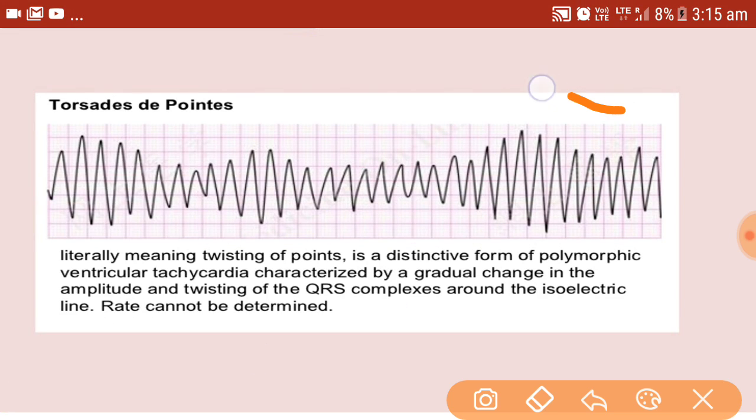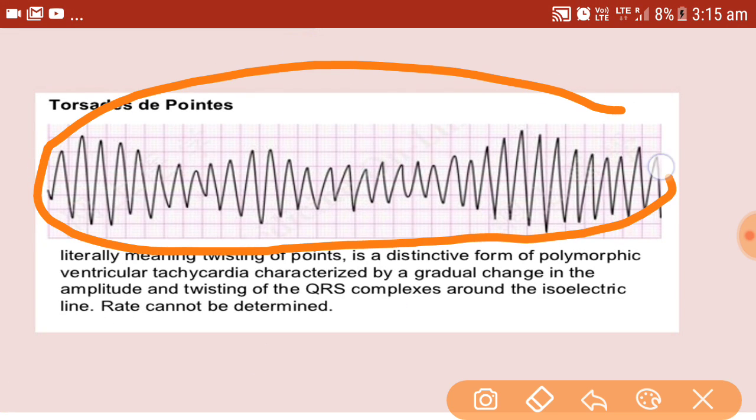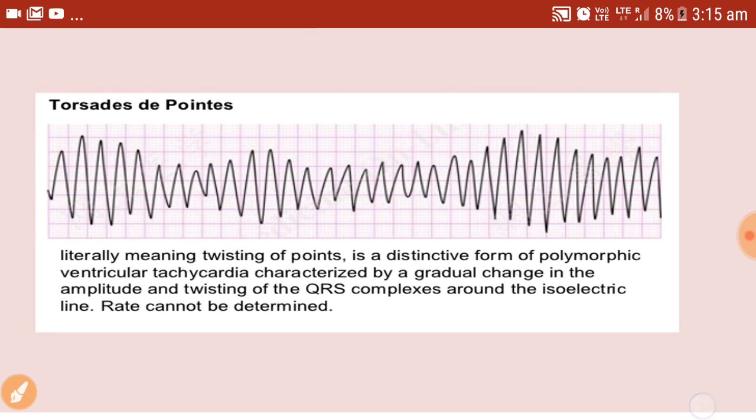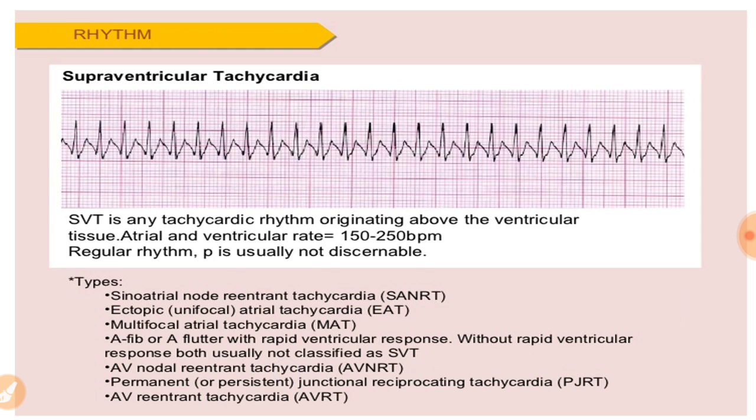This one is very peculiar. They may ask you and you will just get the answer just after looking at it. So this is torsades de pointes, a distinctive form of polymorphic ventricular tachycardia characterized by gradual change in amplitude.